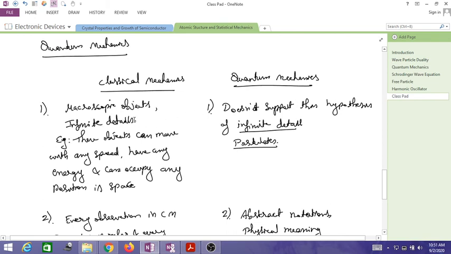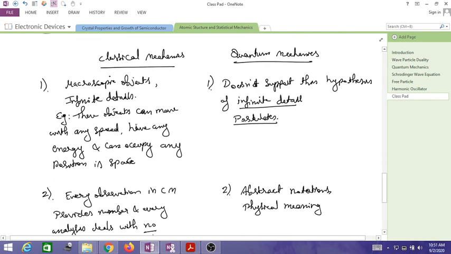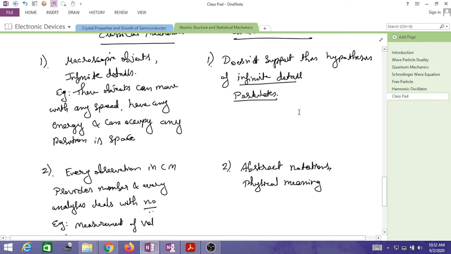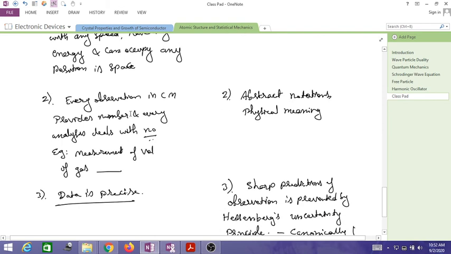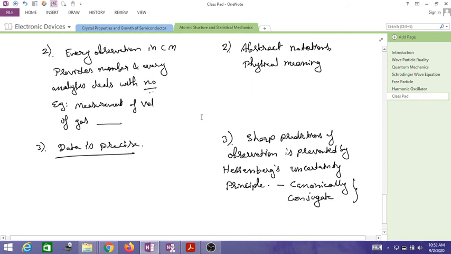Classical mechanics deals with macroscopic objects, and it says it has infinite details. It means it can have any speed, any energy and any position at the same time. Whereas quantum mechanics does not support this hypothesis of infinite details, and it follows the postulates. Second, every observation in classical mechanics provides numbers and every analysis deals with numbers, whereas quantum mechanics deals with abstract notations that have certain physical meaning.